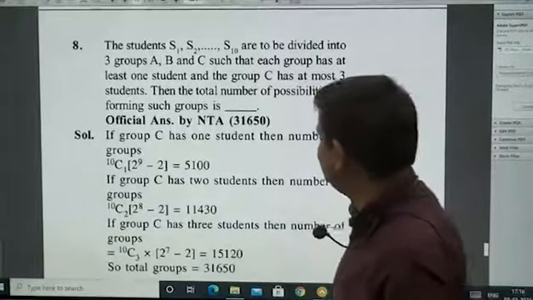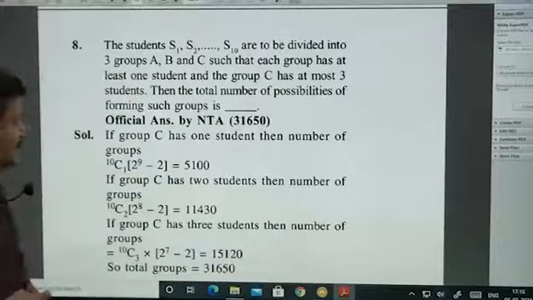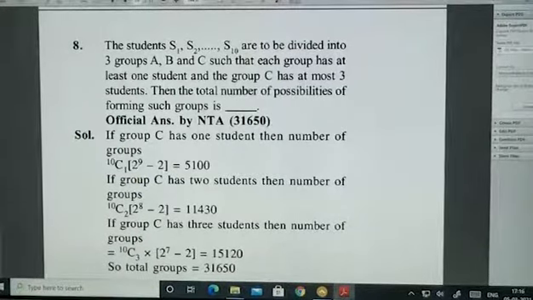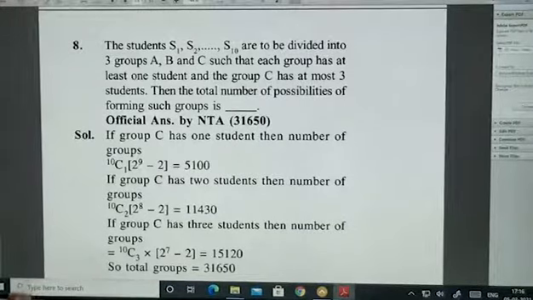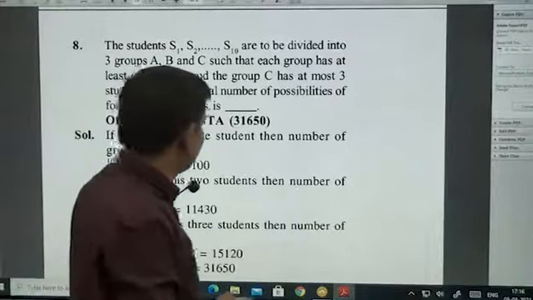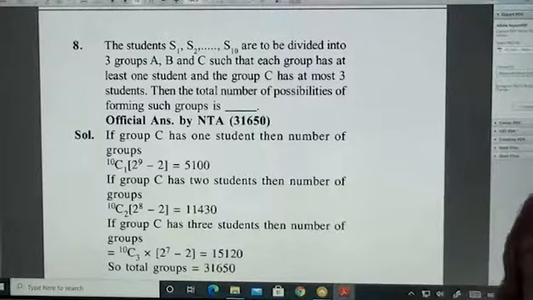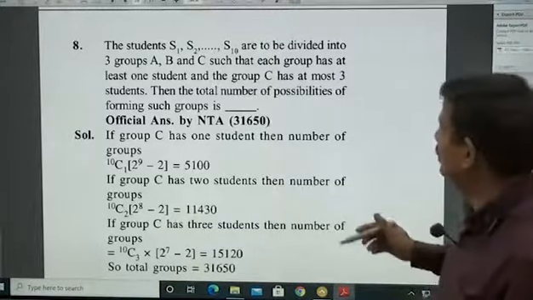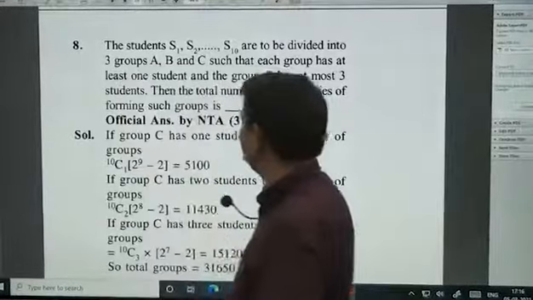The students S1, S2, S3, and so on up to S10 are to be divided into 3 groups A, B, C, such that each group has at least 1 student and group 3 has at most 3 students. Then the total number of possibilities of forming such groups is what? So how many students are there? 10 students.